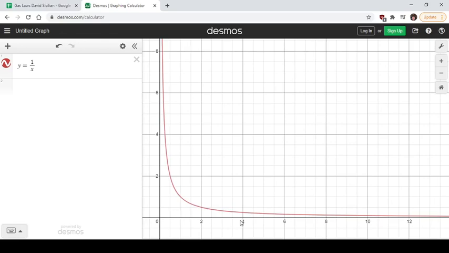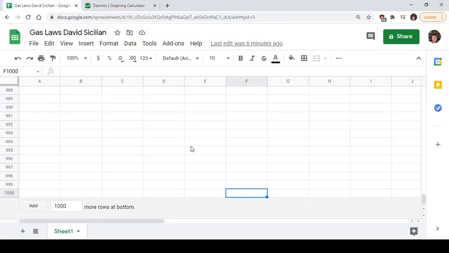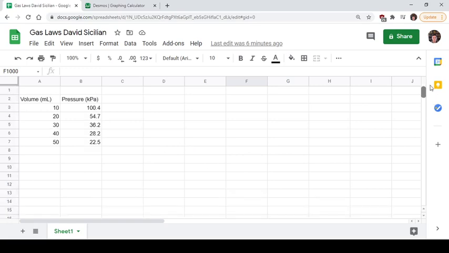So we're just interested in the positive values of this relationship here. Let's go back to our spreadsheet and see if our data gives us this type of relationship. What we want to do is make a scatter plot and see if the pressure versus volume relationship is as the ideal gas law would predict.